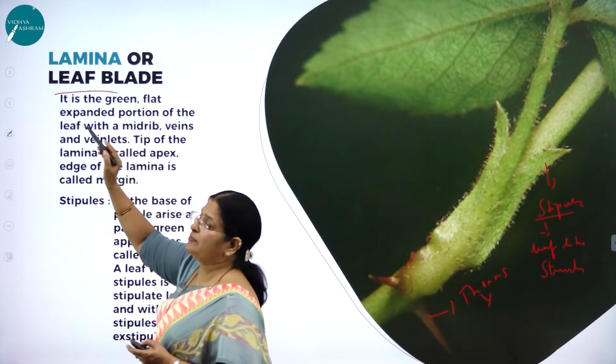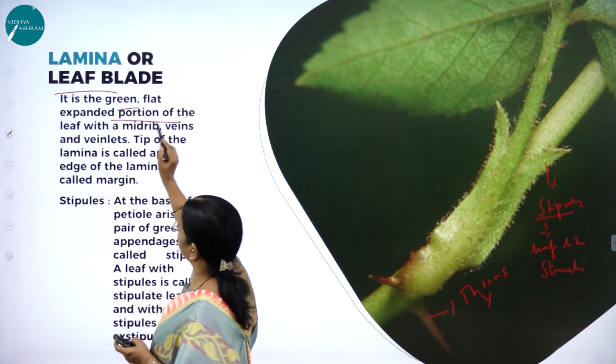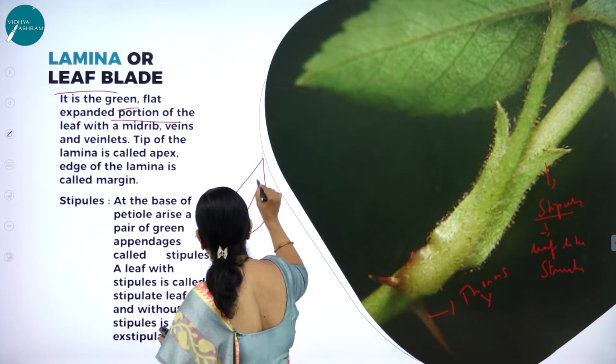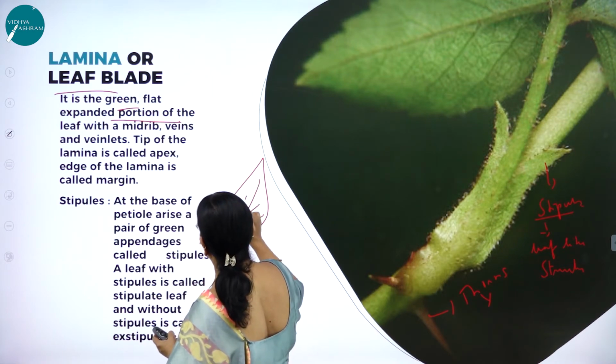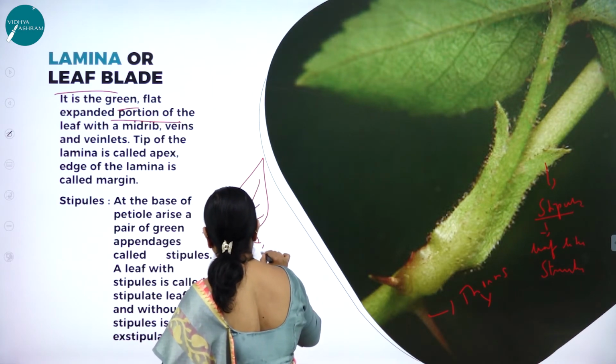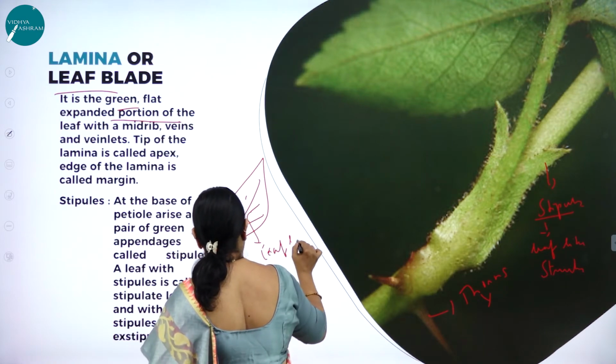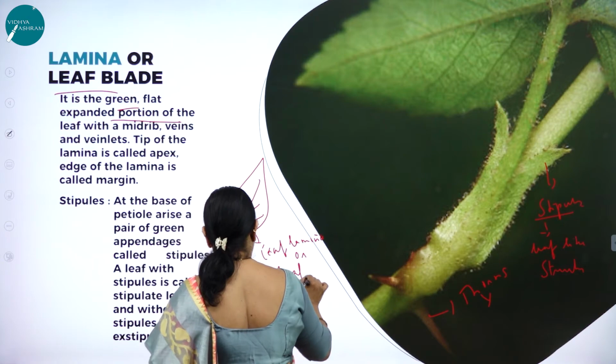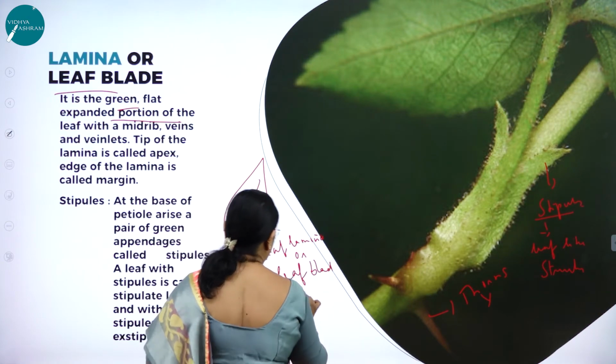So what is leaf lamina? It is a green flat expanded portion of the leaf with a midrib. So this is called the leaf lamina. This whole thing is called what? Leaf lamina, or it is otherwise called leaf blade, which consists of what?